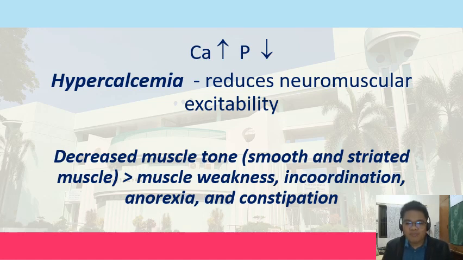So unlike your hypocalcemia, where the manifestations are towards neuromuscular excitability, for hypercalcemia, the inclination is towards coma. Now, decreased muscle tone would be there. That would be including your smooth and striated muscles. Then you have muscle weakness and incoordination, anorexia, and constipation. Cardiac effects will also be dominant in our patient.